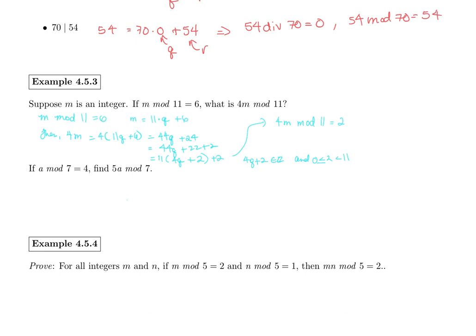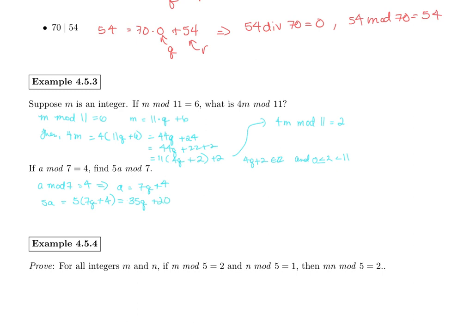So let's try another one. Let's try a mod 7 equaling 4. We'll find 5a mod 7. Try this one on your own, so pause and come back. All right, so we've got a mod 7 equals 4, which based on our quotient-remainder theorem says that a equals 7q plus 4. So that makes 5a equal to 5 times 7q plus 4, which is 35q plus 20.